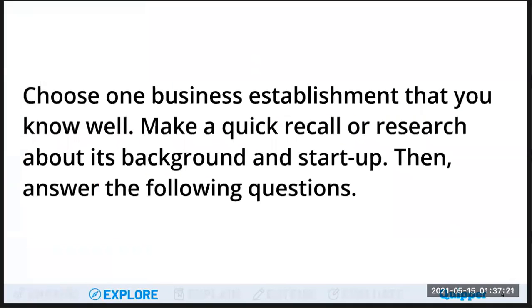So, activity muna tayo. Choose one business establishment that you know well. Make a quick recall or research about its background and start-up. Then, answer the following questions. May naiisip ba kayong business establishments, siguro mga favorite brands natin? Then, mag-research tayo kung paano siya naging successful, ano yung mga background niya, simula nung nag-start yung business hanggang sa maging successful na siya.